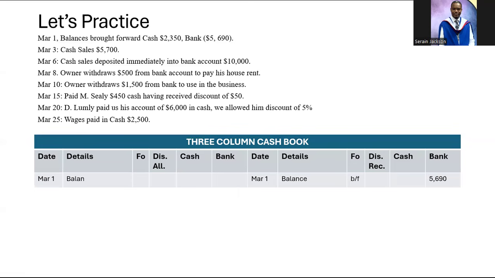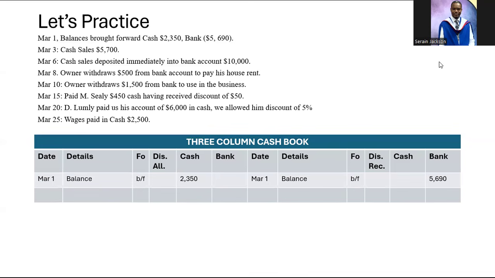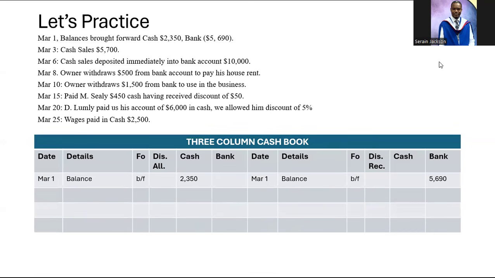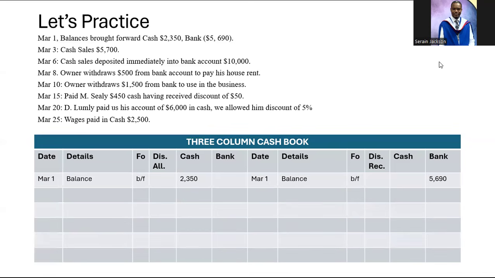All right, so balance brought forward, debit the cash account, which is 2,350. All right, and so we are going to insert some more rows so that we can put in our information there, right? All right, so there we go.